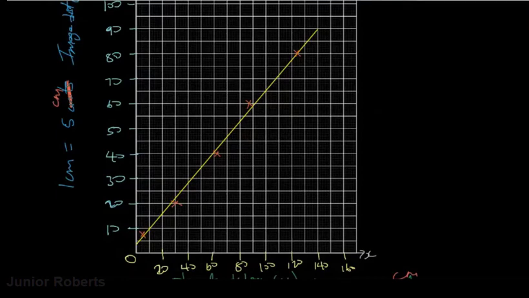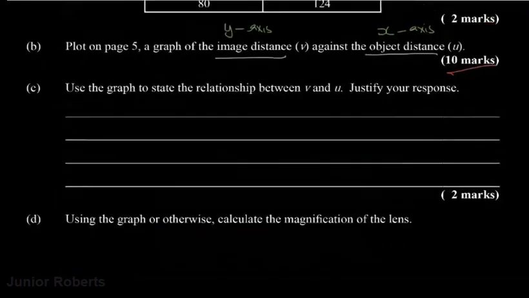The next thing they say is: use the graph to state the relationship between V and U and justify your response. All right. So for this, they say we need to use the graph. Once they say use the graph, we need to actually look at the graph to obtain some information. In this case, they want us to obtain some information about the relationship between V and U, which is our image distance and our object distance.